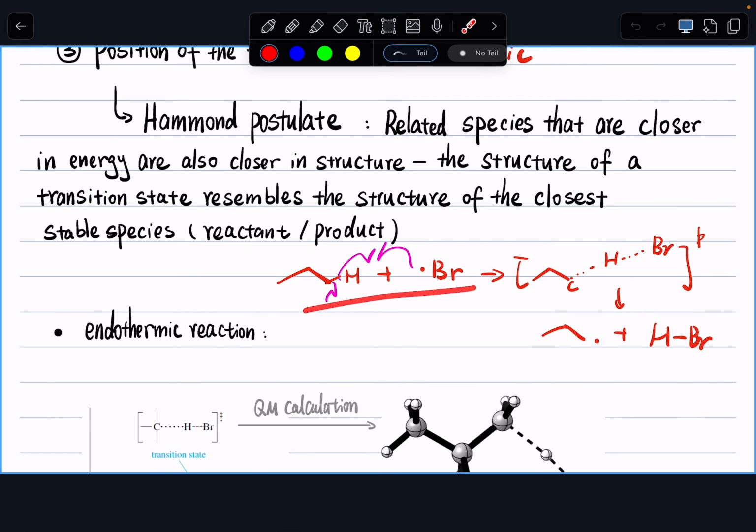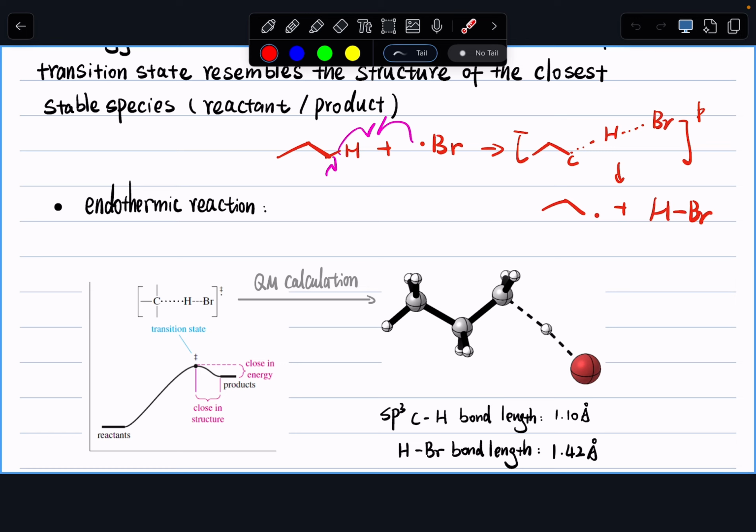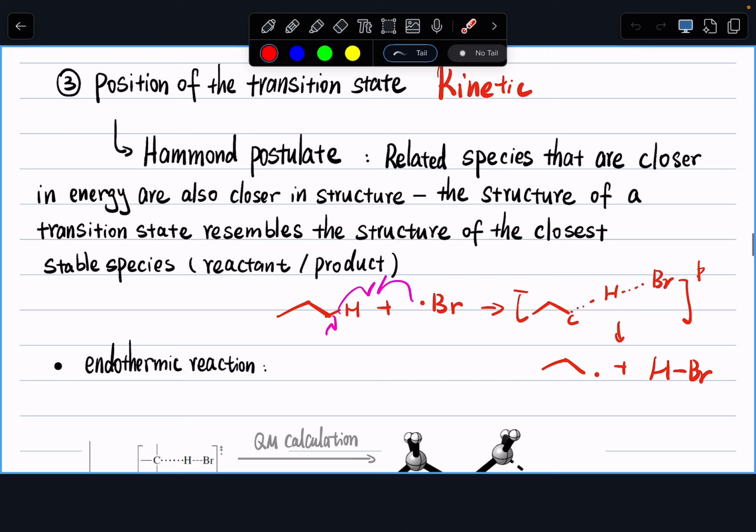In this case, if we're looking at bromination as an example, we'll see that in the transition state, we have a partially breaking CH bond and a partially forming HBr bond. If we put it onto the energy diagram, we're expecting something like this. Read the Hammond postulate again, which tells us information about the position of the transition state. We're stating that species that are closer in energy are also closer in structure.